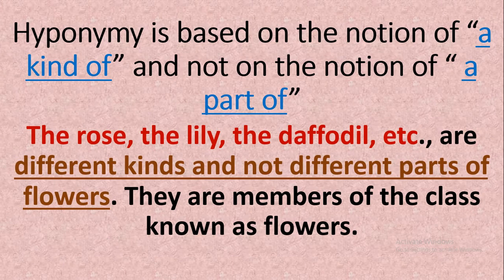So hyponymy is based on the notion of a kind of and not part of. This is very important. For example, the rose, the lily, the daffodil, and any other type of flowers are different kinds and not different parts of flowers. So they are members of the class known as flowers.